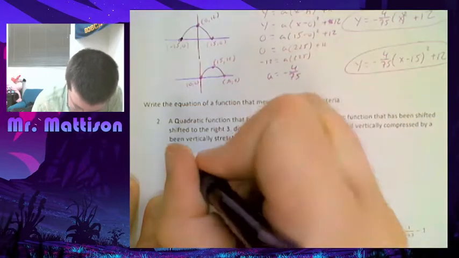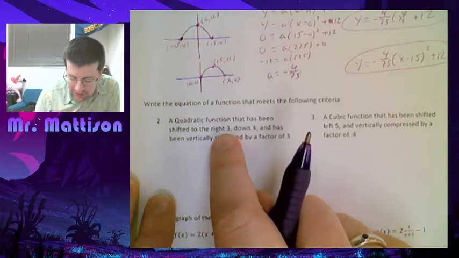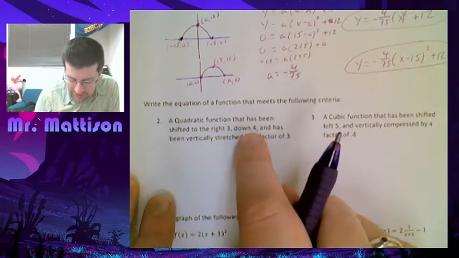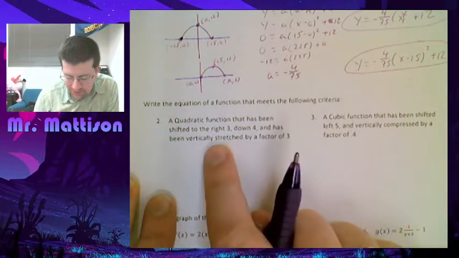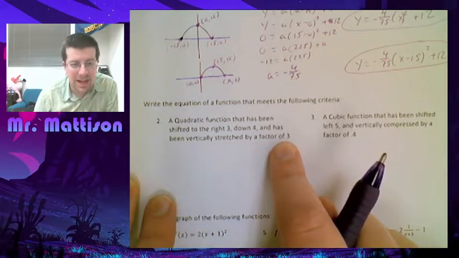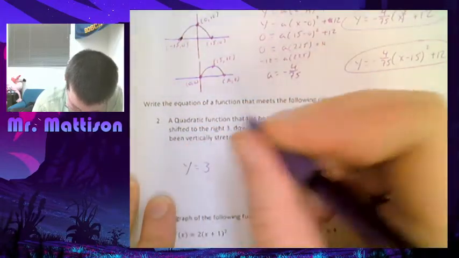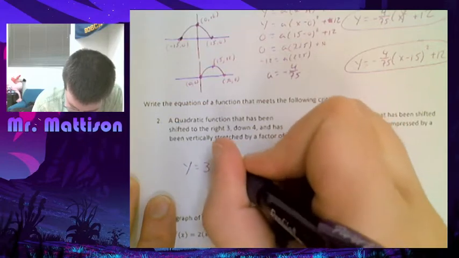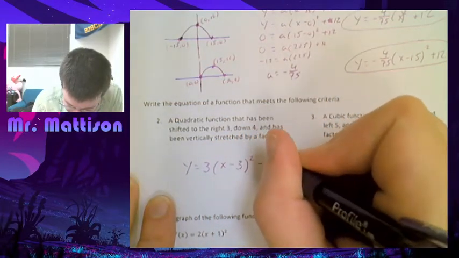So that would be, this right 3 is telling me that my h is 3. This down 4 is telling me that my k is negative 4. And this vertical factor of 3 is telling me that my a is 3. So that would just be y is equal to 3 times (x minus 3) squared minus 4.